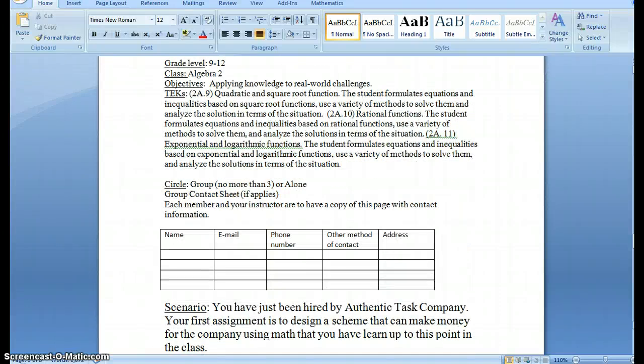Alright, so I give the kids this option. You must circle. You can either work in groups of 3, no more than 3, or alone. If you apply for groups, you need to have your name, your email, your phone, other methods of contact, and address. This makes sure the kids have to contact each other. It shows them that I have knowledge and they know that they have to contact them. Alright?